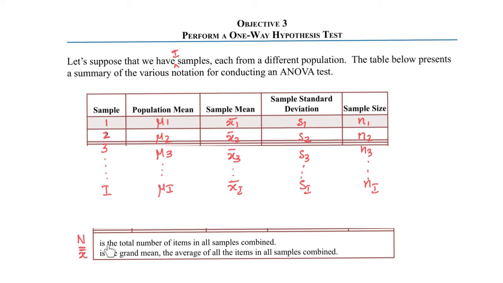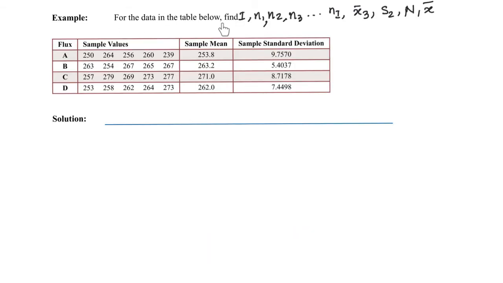Capital letter N is the total number of items in all samples combined, and X double bar is the grand mean, the average of all the items in all samples combined. For the data in the table below, find I, N1, N2, N3 up to NI, and X3 bar and S2, and capital letter N and X double bar.